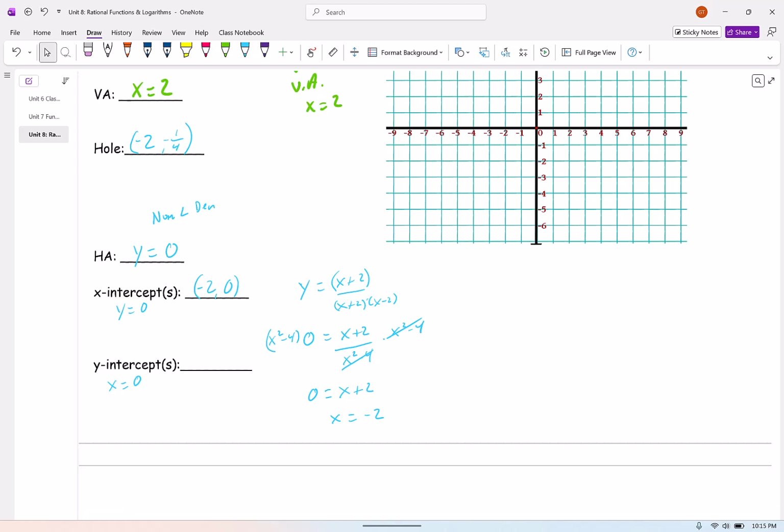And so if we took a look at our y-intercept, if I put 0 in for x and then solve, I got my y-intercept. It's going to be y equals x plus 2 over x squared minus 4. Plug in 0 for each of those. 0 plus 2 over 0 squared minus 4. I'm going to end up with -1/2. So it's going to be 0 and -1/2.